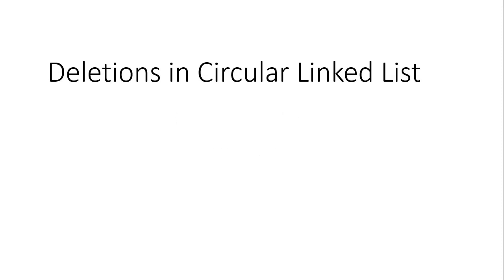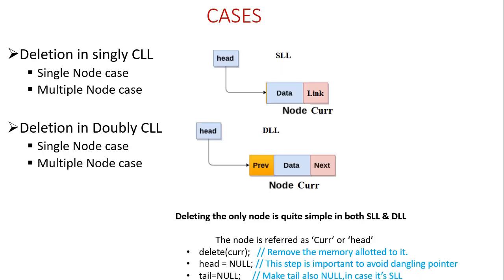Hi, in this video we will be discussing the deletion operations on circular linked lists. There are two kinds of circular linked lists: the singly circular linked list and the doubly circular linked list. We have understood this in the last video. So there would be two cases, be it singly linked list or doubly linked list. One is the single node case, where there is only one node available in the entire list, or the multiple node case. So we will be looking at both these cases.